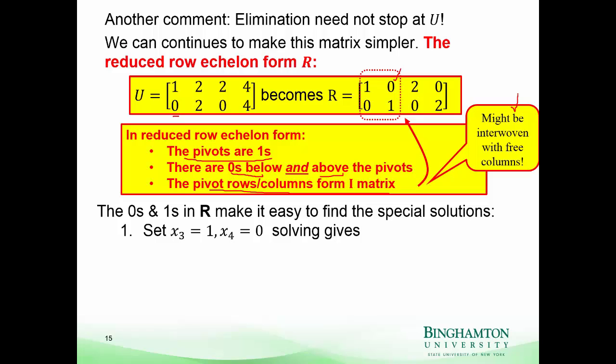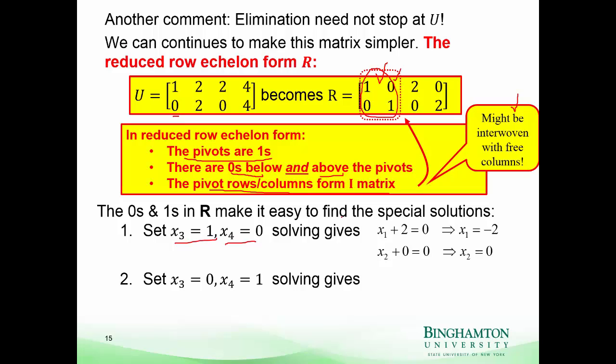And so this is the reason we go to this structure: all these ones and zeros make it really easy to solve. So here's the steps that we went through before, setting x3 equal to 1 and x4 equal to 0. So that's one of our special solution setups. And we saw that we got this structure.